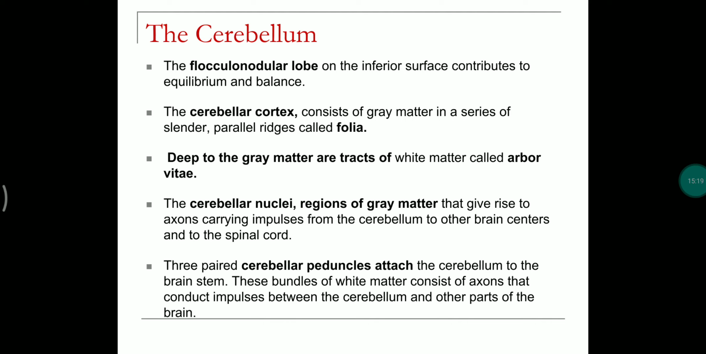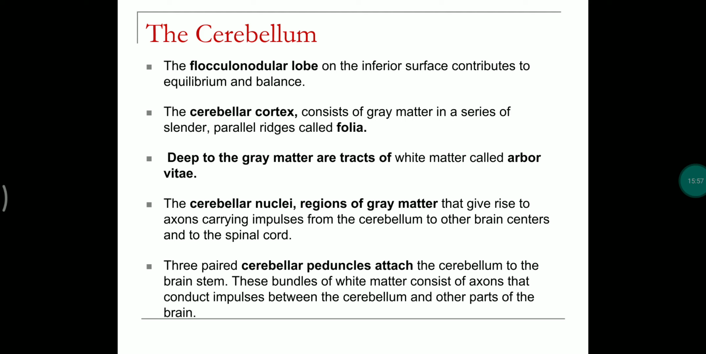Coming to the cerebellum. The cerebellum is a leaf-like structure which is present posterior to the midbrain and inferior to the cerebrum. The cerebellar cortex consists of gray matter and a series of ridges called folia. Deep to the gray matter, there are tracts of white matter called arbor vitae, meaning tree-like structures. The cerebellar nuclei are regions of gray matter that give rise to axons carrying impulses from the cerebellum to the other brain centers.